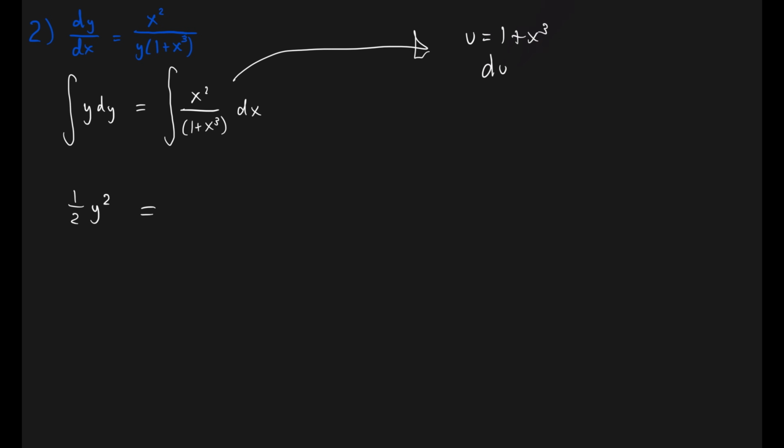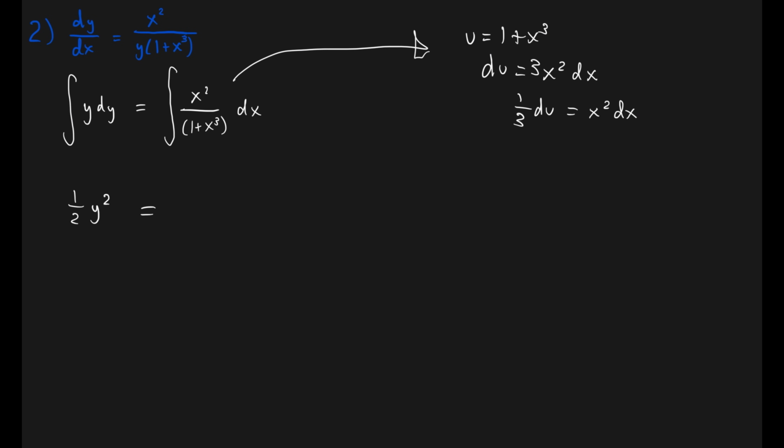Then we take du, we know it's going to equal 3x squared dx. Divide both sides by 3. We know that 1/3 du is equal to x squared dx. Awesome. So from here, we can go ahead and substitute that back into our equation.